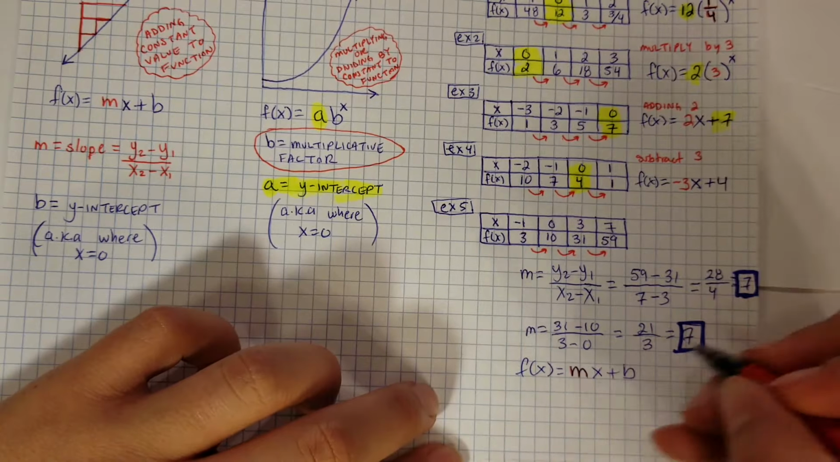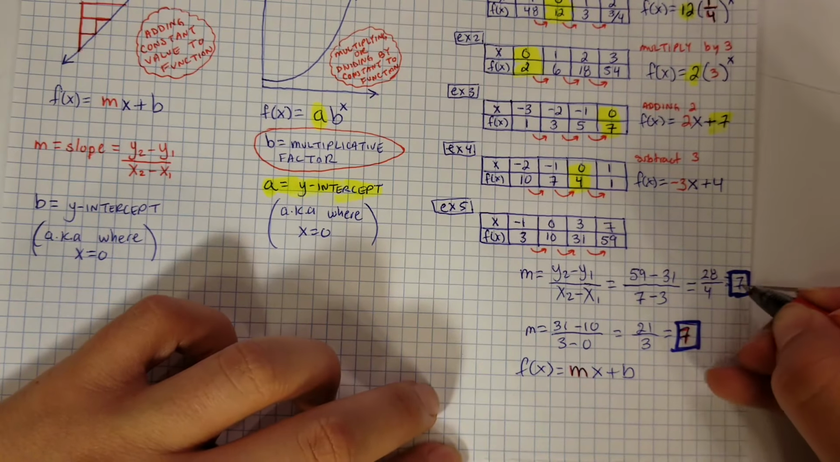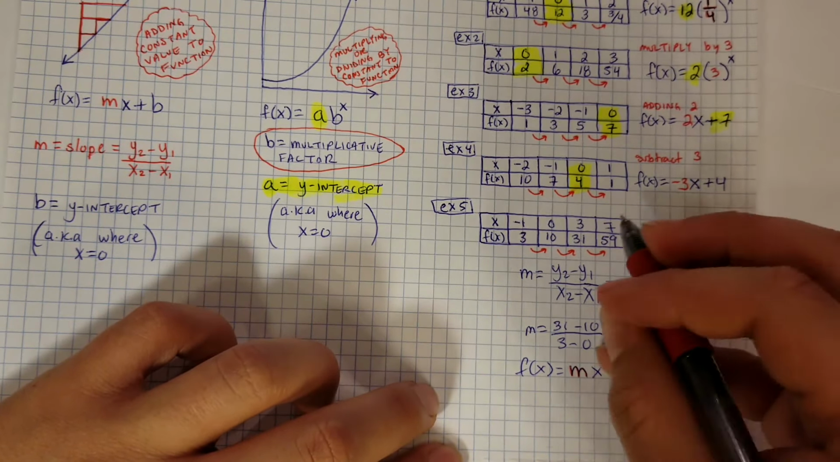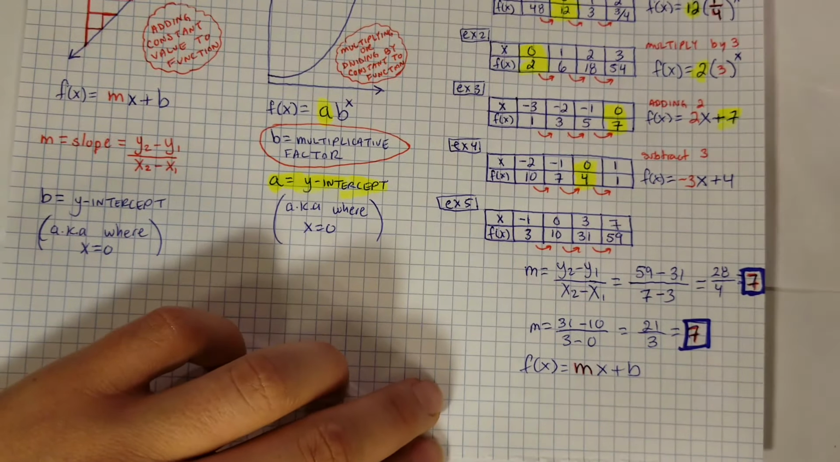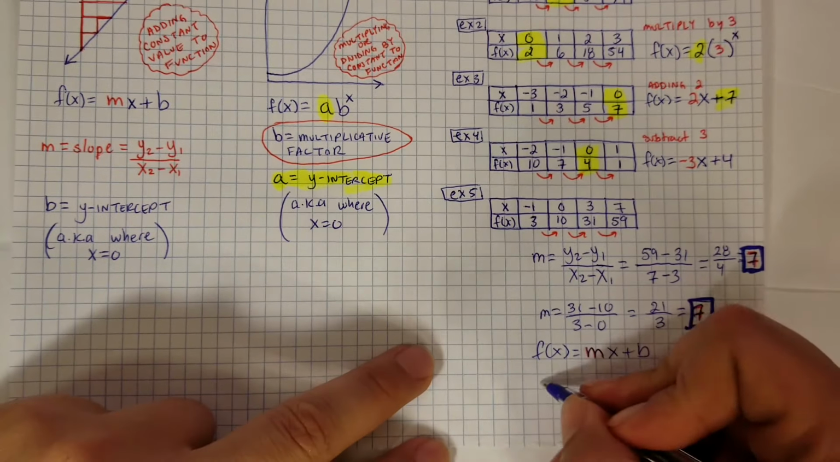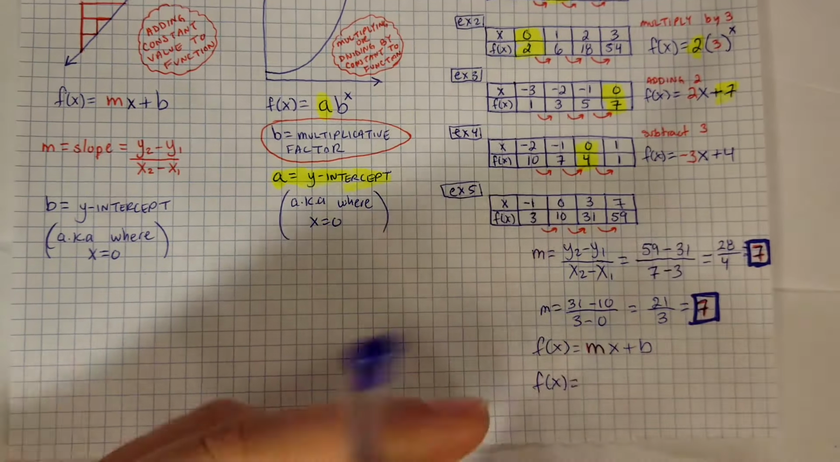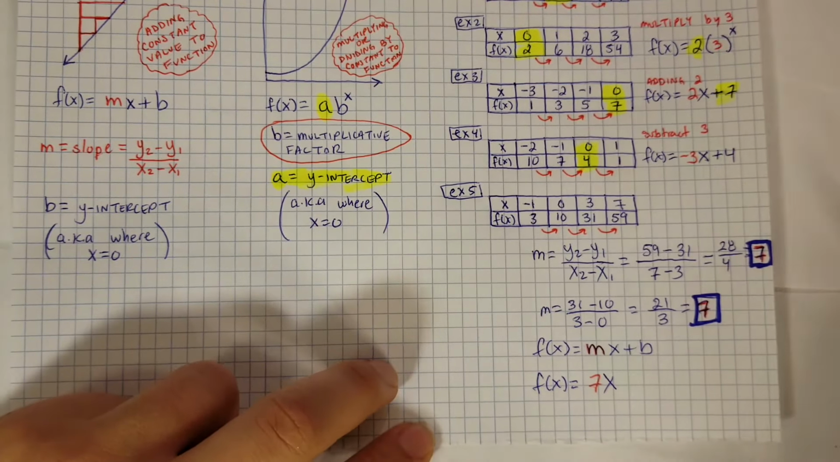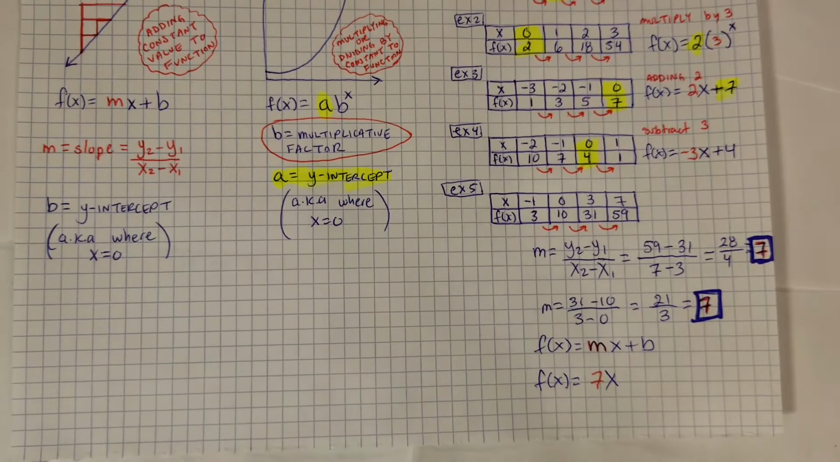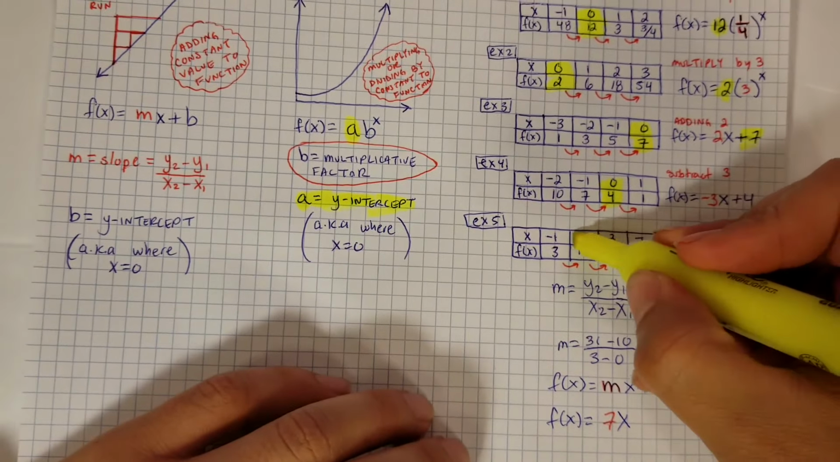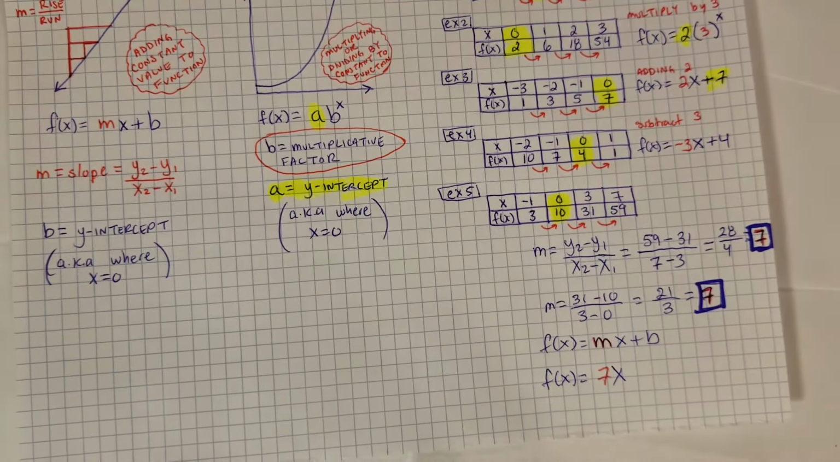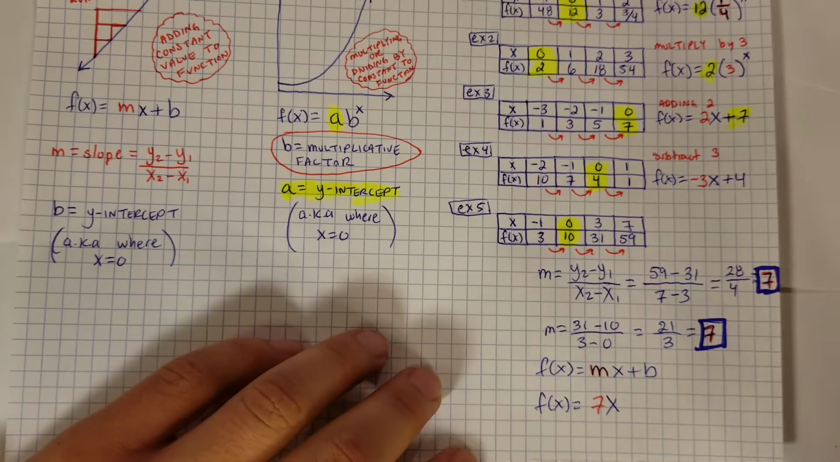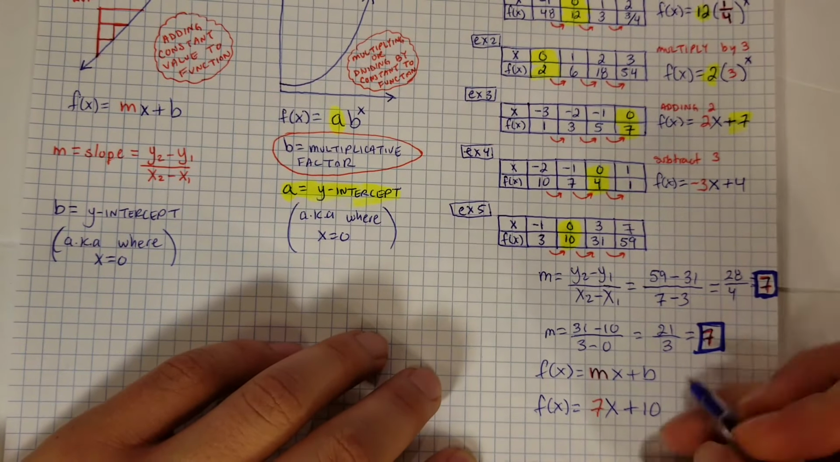Well, we know the slope is equal to 7, right? We just figured out that it matched up, 7 for both sets of points that we picked. So there's my first part of the function. f of x is equal to 7x. And then we have to add b to that. Well, b is still the same thing that we had for the other problems, where x is equal to 0. So we look to where x is equal to 0. That happens to be a 10. So the b is going to be plus 10.